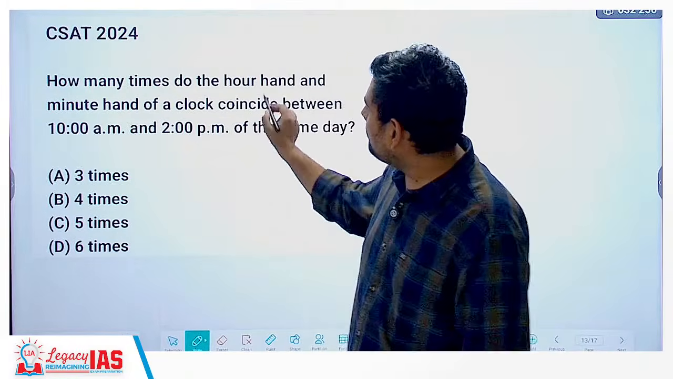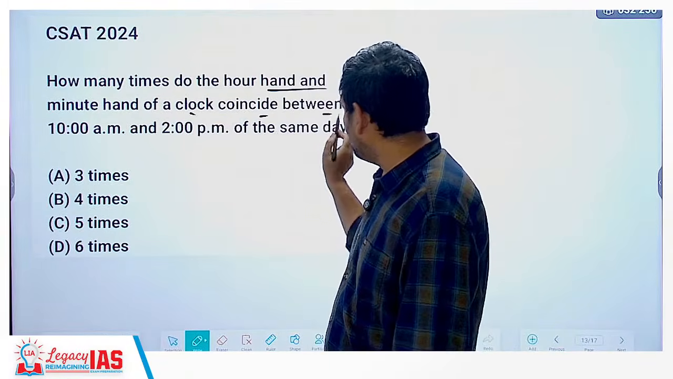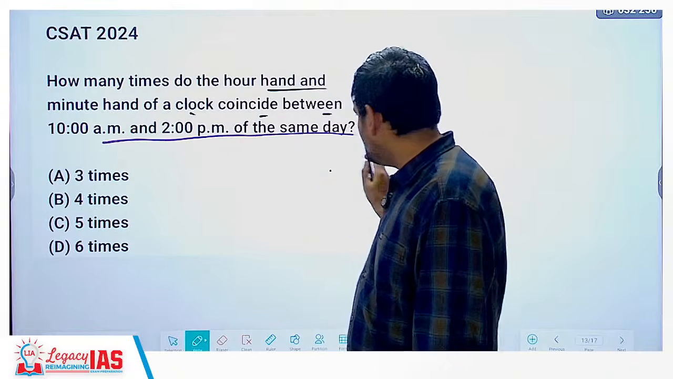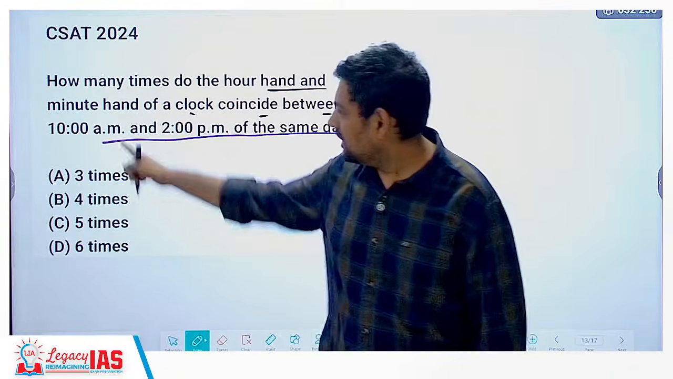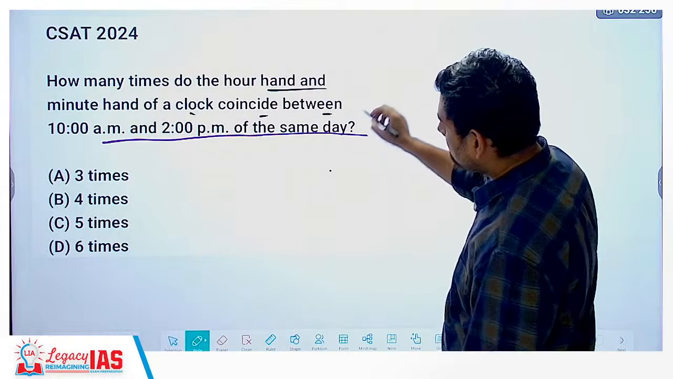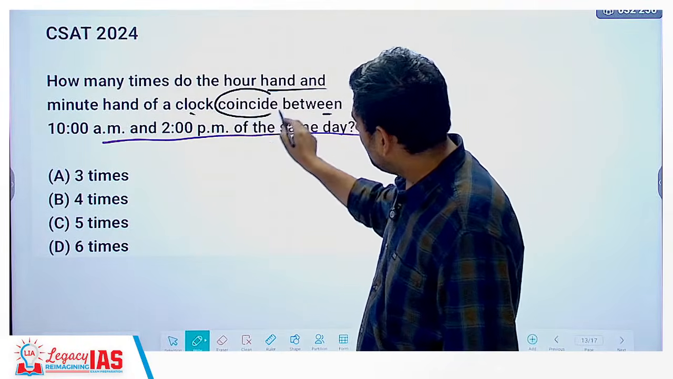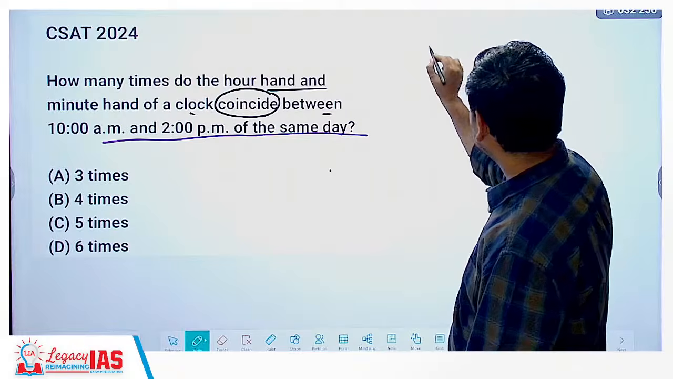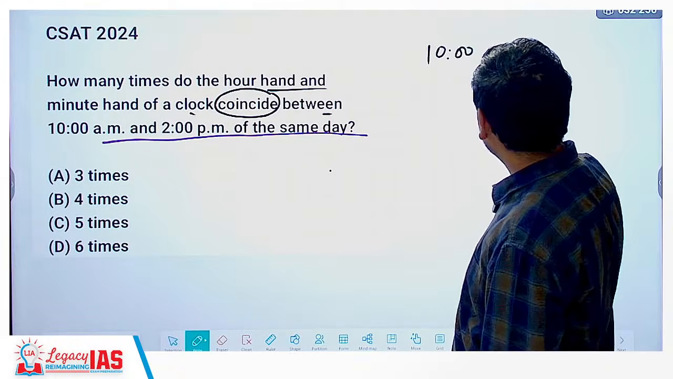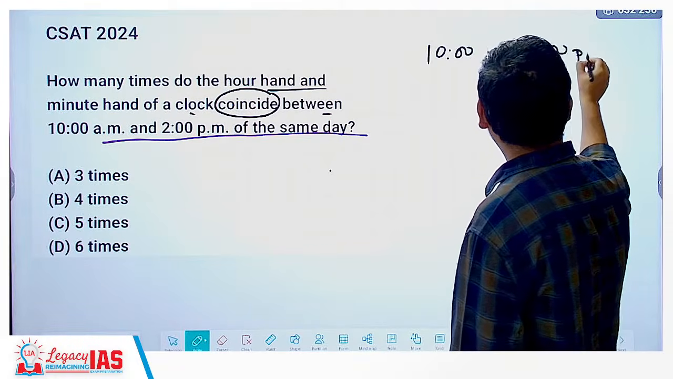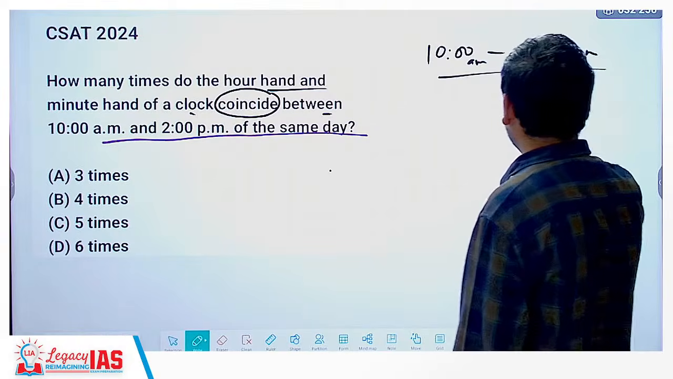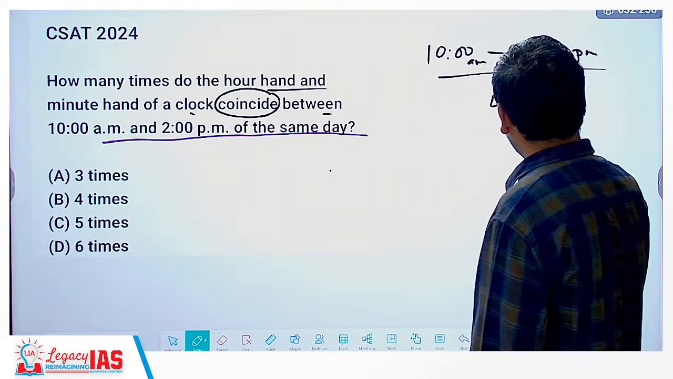Now it says, how many times do the hour hand and minute hand of a clock coincide between 10 a.m. and 2 p.m. of the same day? Again, this is about coincide. Correct? So this is 10 a.m. to 2 p.m. How many hours? This is very clearly 4 hours.